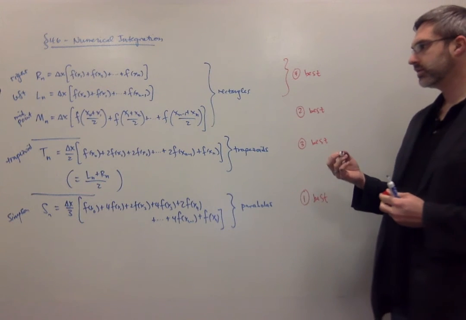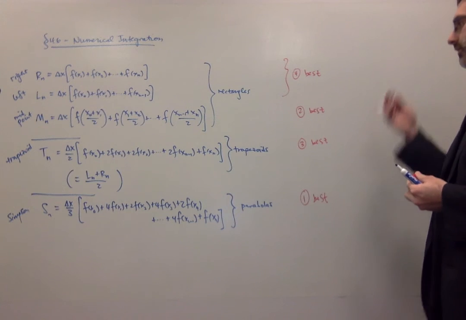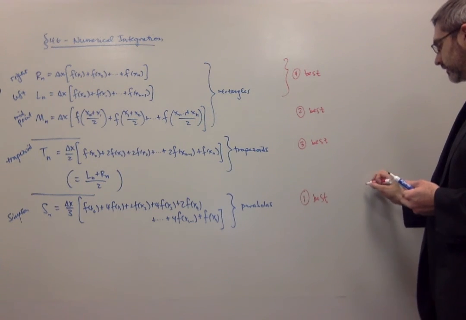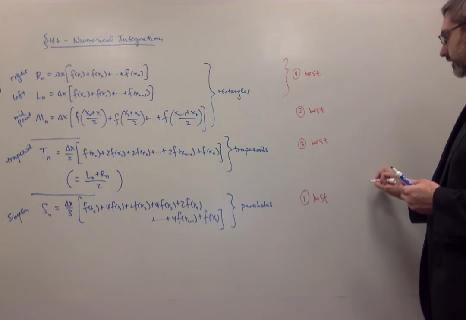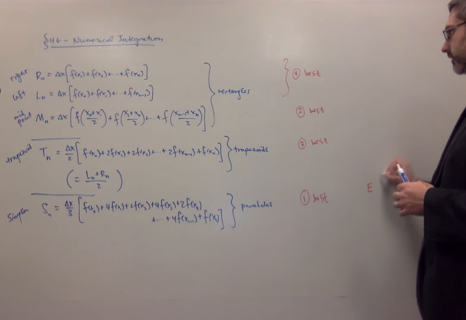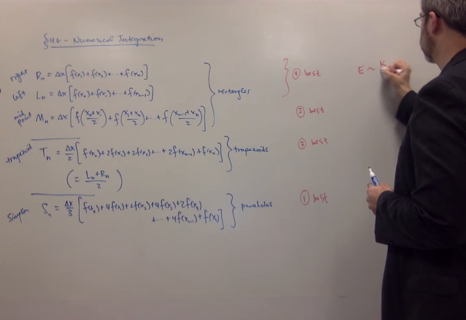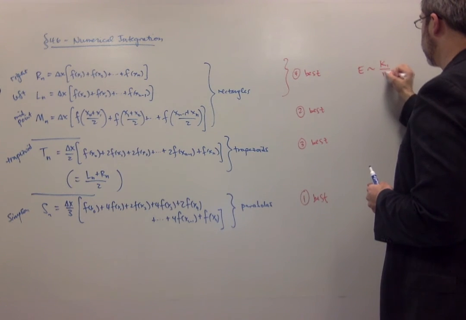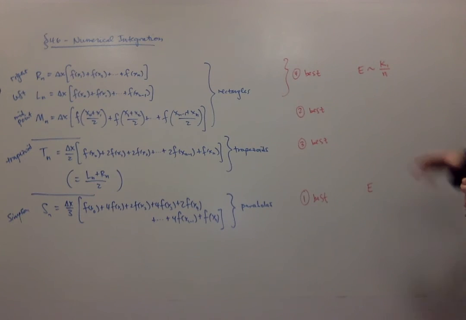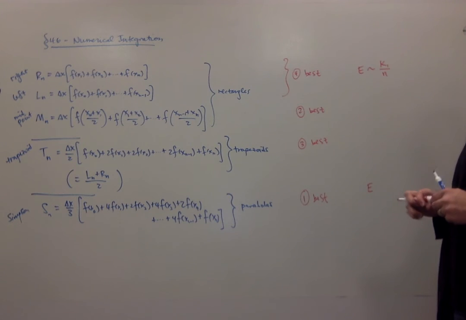The error on these turns out to be, well, let me just say this. The error for both the left and right endpoints is basically a constant over n. So as n gets big, like if n goes from 10 to 100, the error shrinks. It shrinks by about a factor of 10.